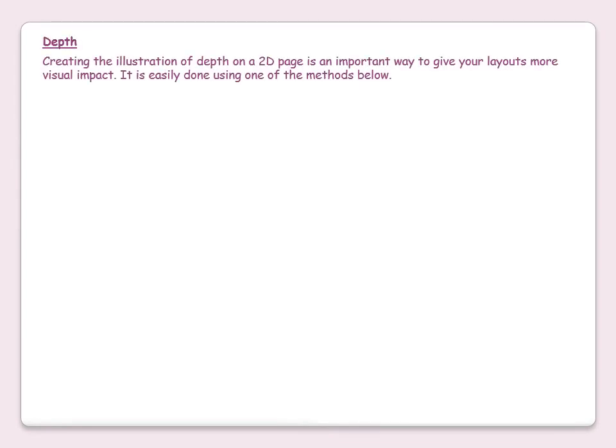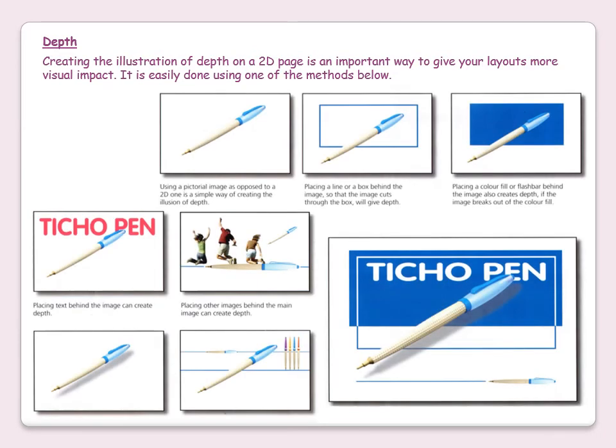Depth. Creating the illustration or illusion of depth in a 2D page is an important way to give your layout more visual impact. It is easily done using one of the methods below. Starting at the top left, this is just an image placed on a white background. It looks like it's floating. Placing a line or a box behind the image so that the image cuts through the box will give depth.